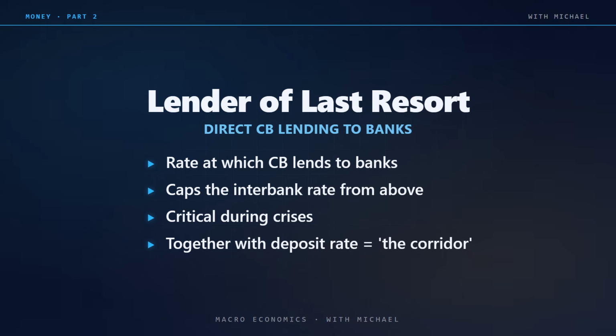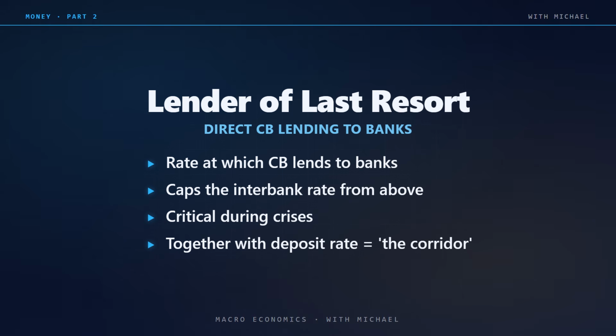The discount rate also sets a ceiling on the overnight interbank rate, because no bank would borrow from another bank at a higher rate than it could borrow from the central bank. Together with the deposit rate paid on excess reserves, the discount rate forms what central bankers call the corridor, the band within which the policy rate operates.